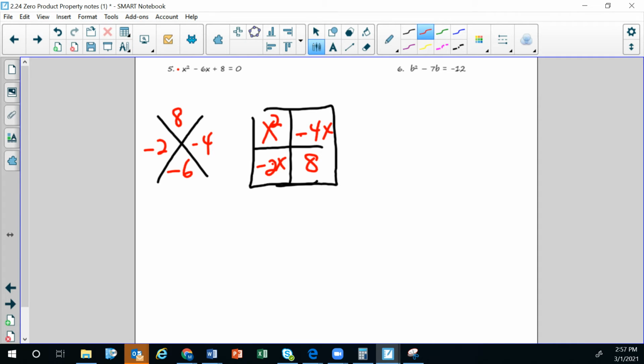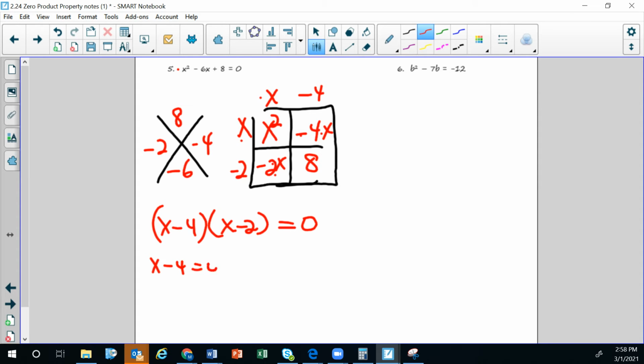And therefore, this is going to give me an x here and an x there. So what times x gives me negative 4x? That's a negative 4. And what times x gives me negative 2x? That's negative 2. So my factors are x minus 4 and x minus 2. And those are set to 0. So let's set each factor to 0 and solve for x. So I'm going to get x minus 4 is equal to 0. And x minus 2 is equal to 0. And that's going to give me x is equal to 4 and x is equal to 2.